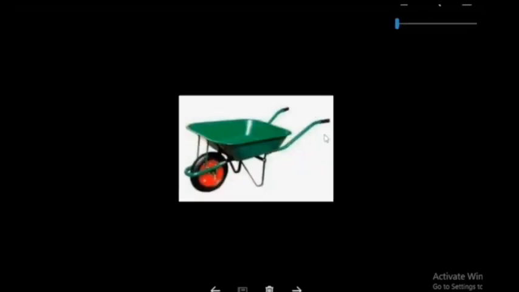This is another one. This one has two tires. This is also an example of a wheelbarrow. The next specimen is specimen H, which is yam beetle.